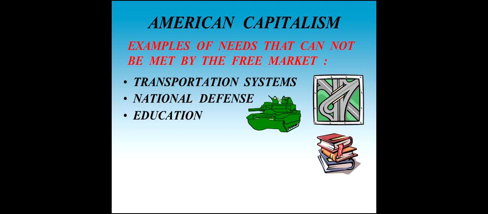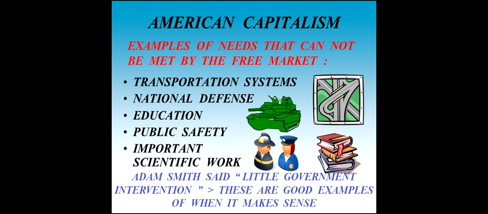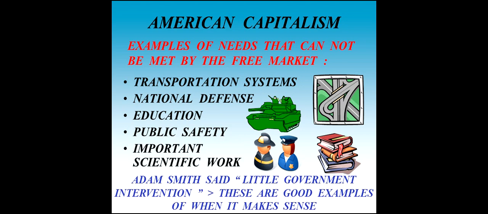Some additional examples: education, public safety. Think of all the fire, first responder, and police functions that we have in our society to enforce the rule of law. Again, no one or two individuals could carry the cost for that. And even some important scientific work falls into this category. Adam Smith said, a little government intervention can help us be more efficient and productive, and these are good examples of where it makes sense.